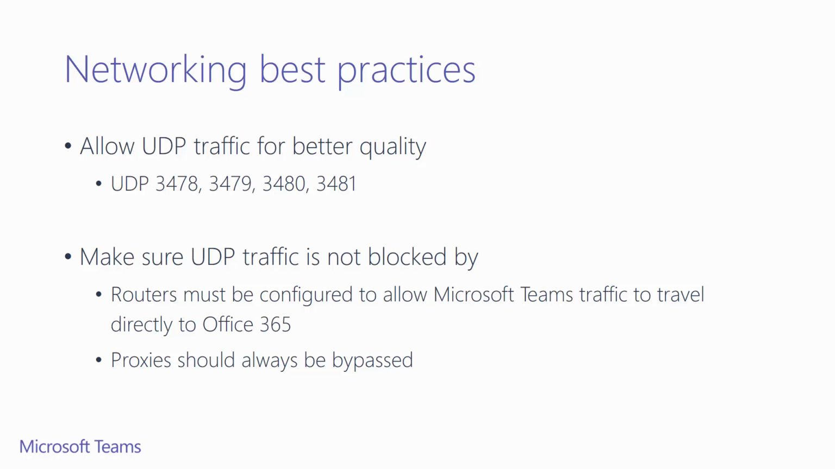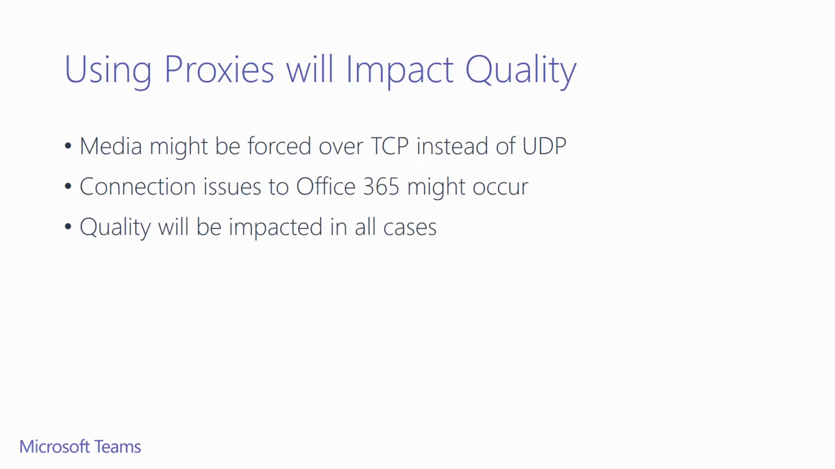Make sure that your network allows clients to talk to Office 365 on the UDP ports listed, and ensure that traffic can bypass proxy servers. If you do send traffic through proxy servers, media might have to fall back to TCP. And as discussed, if there are any connection issues, the quality will be impacted.